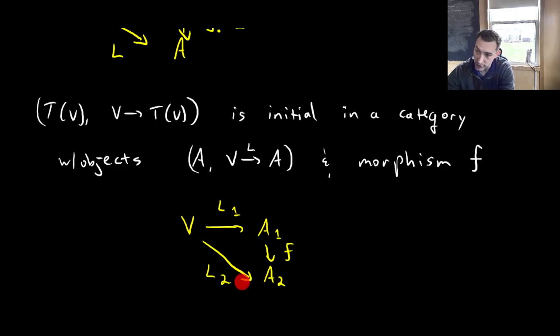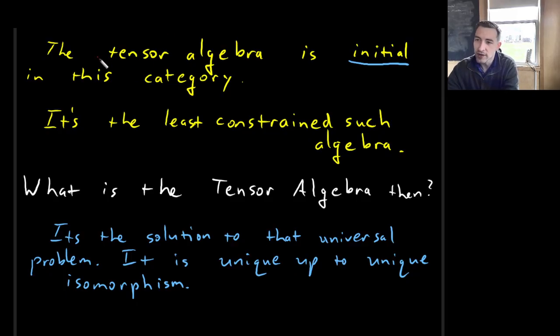Here's our algebra, here's our linear map. Then the morphisms would be things like this F that map from here to here. So the point is that the tensor algebra, what we're after is an initial one. There's a good reason why that's the one we want, because it captures what we're after. I think I say this on the next slide. Yeah, so I say here, it's the initial object in this category. It's going to be the algebra that has the least constraints. It's the least constrained algebra that we can put our vector space into.